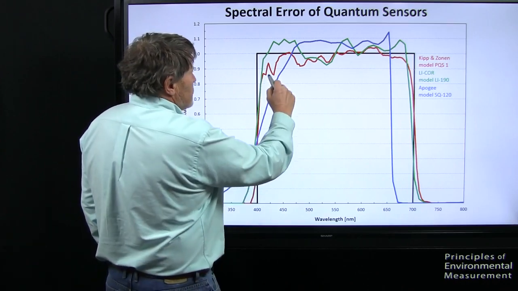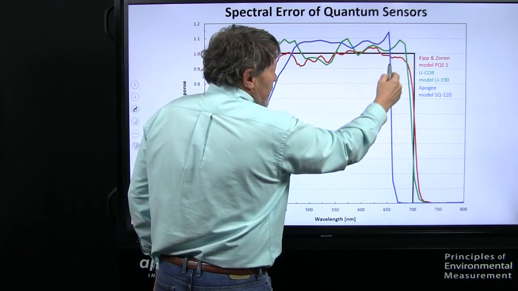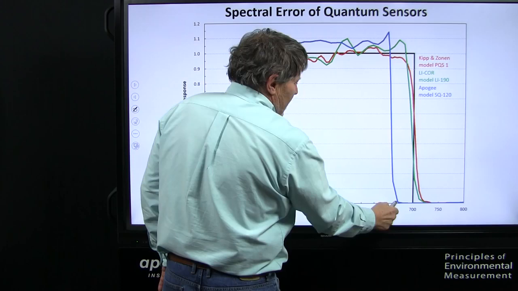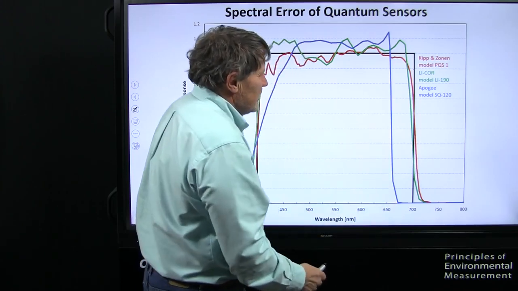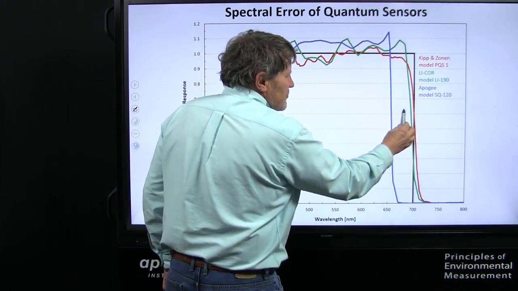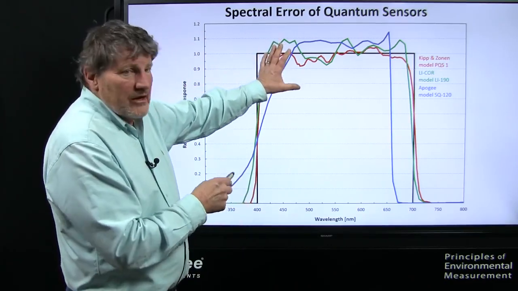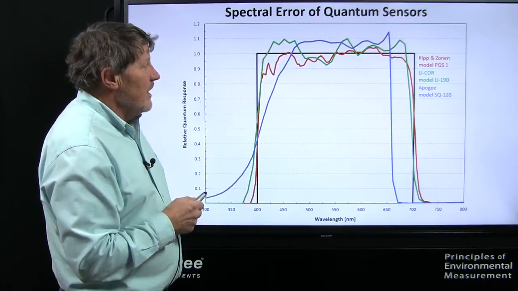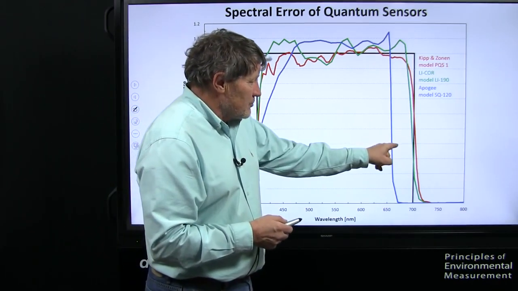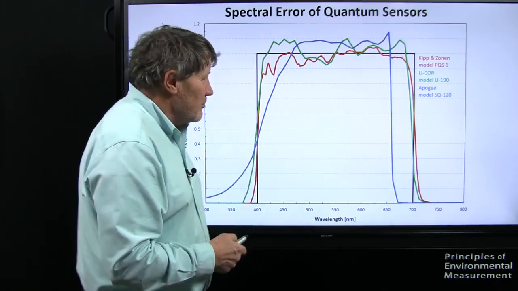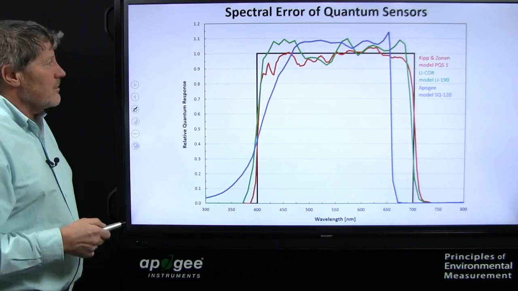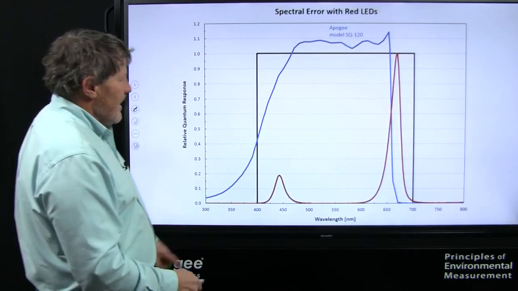It comes up a little slow in the blue, and look how it cuts off here, at about 660, so it misses this radiation. That's not serious because it's calibrated to light sources, unless you get a light source with a lot of radiation right here. Now let's take a look at an example of that.